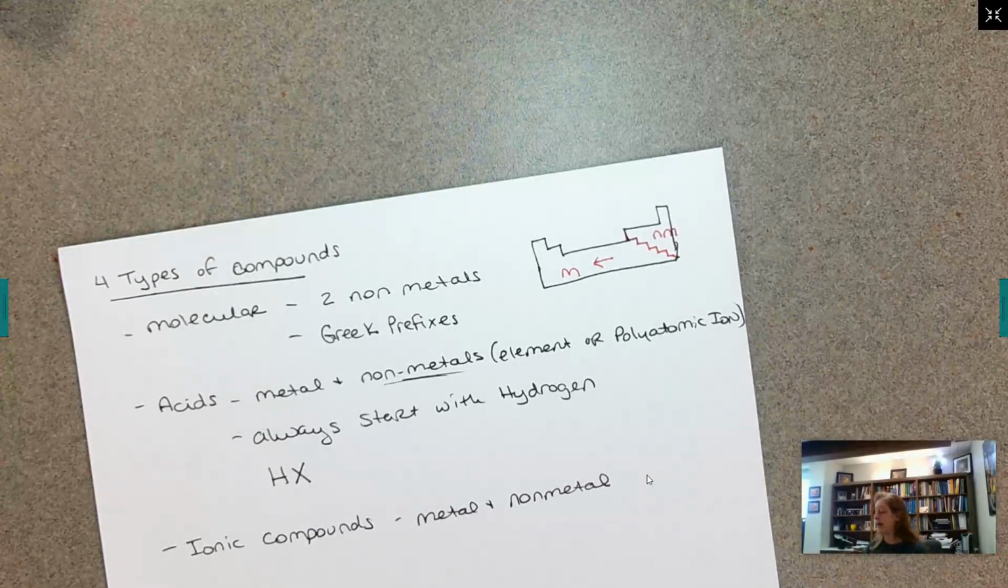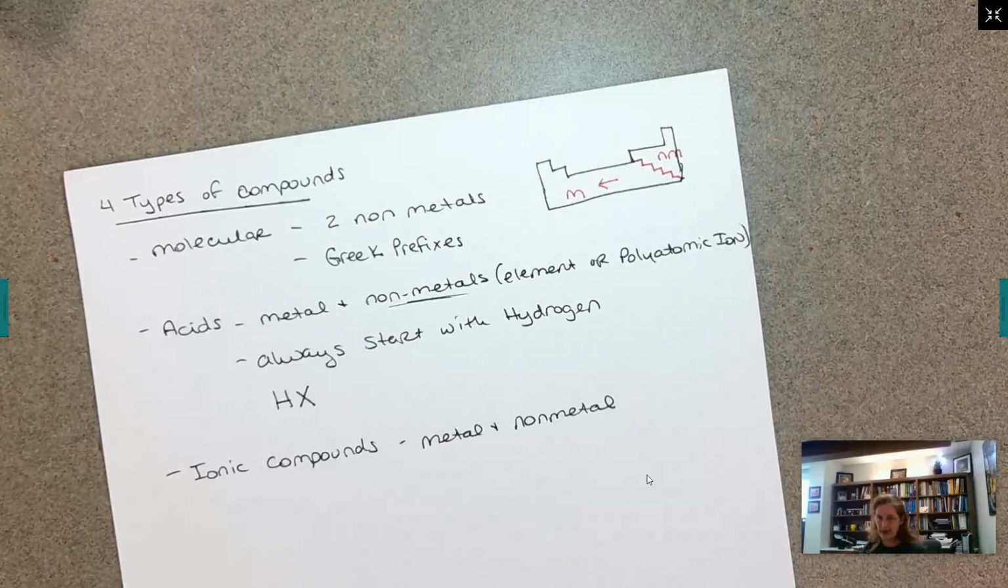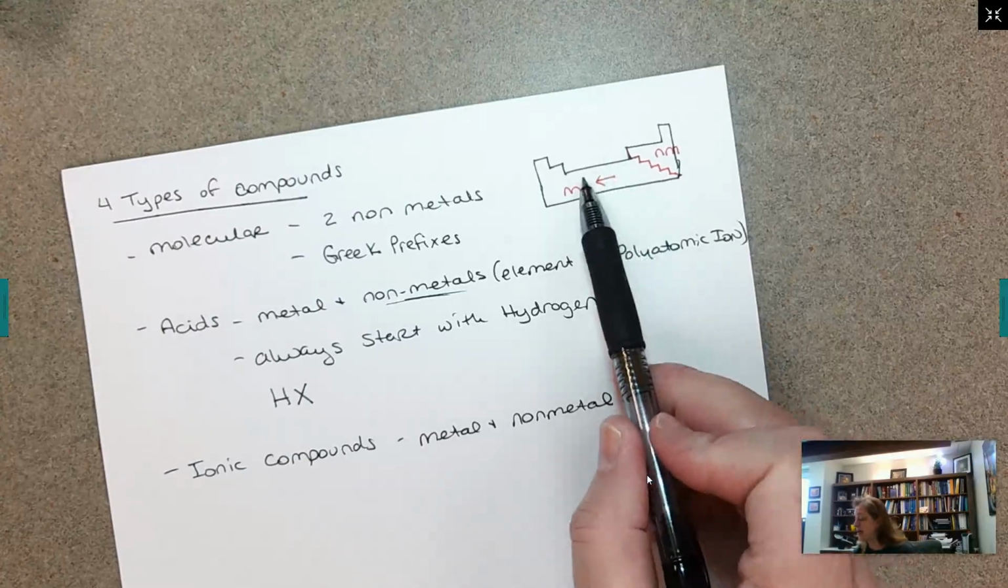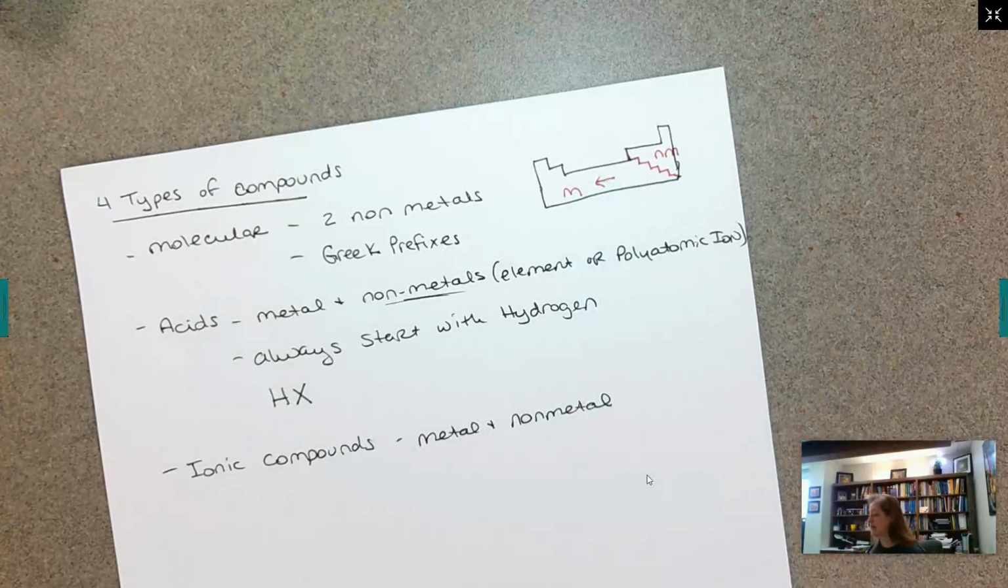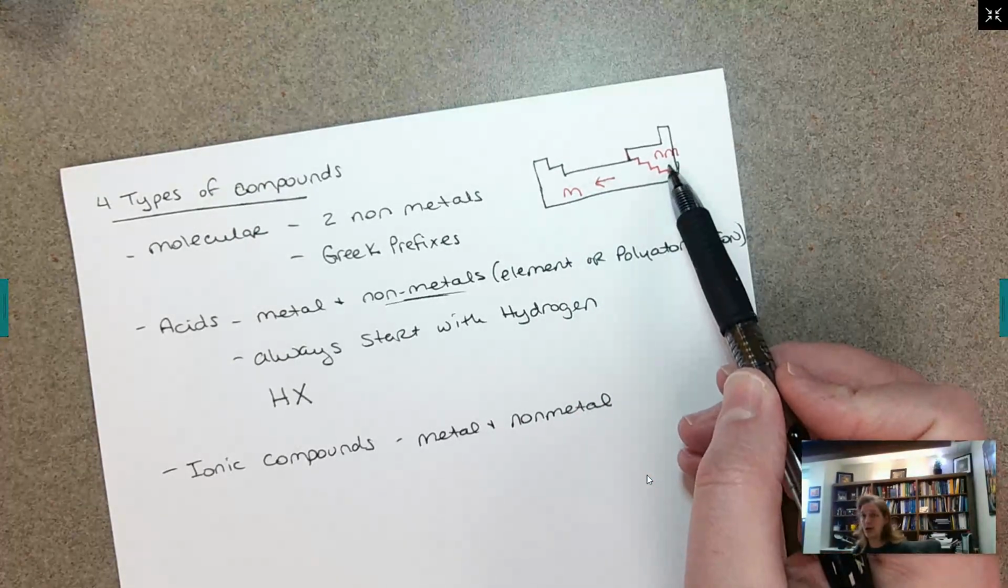Now, your ionic compounds, not going to have Greek prefixes. No dis, tris, pentas, nothing. No Greek prefixes. And they're also not going to have the word acid at the end. They're going to be made up of some type of metal that's going to come off of the left-hand side of the periodic table, and a non-metal off of the right-hand side.